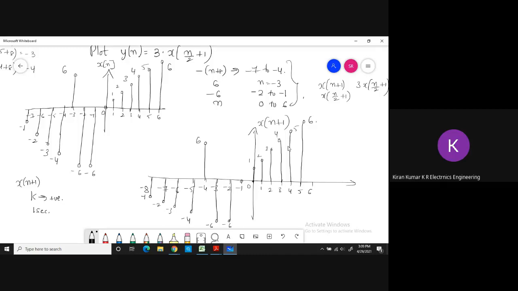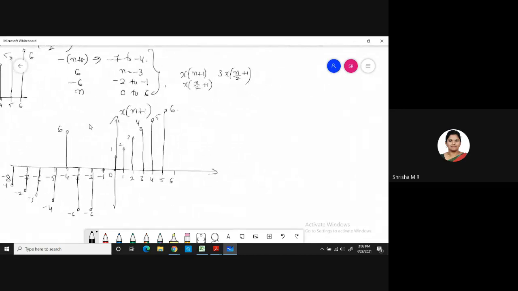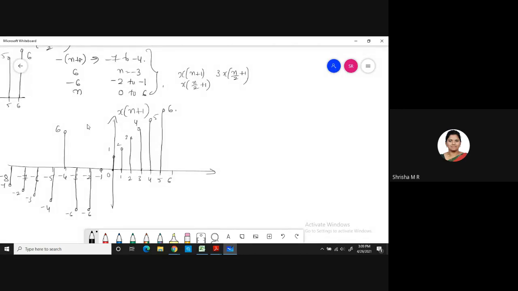Next, what should we do after this? Scaling. We have to scale this signal. It is n by 2 plus 1, x of n by 2 plus 1. So what happens to your signal? It will compress or it will expand? Expand, ma'am. So you're scaling by a factor of 0.5. So it is x of 0.5 n plus 1.